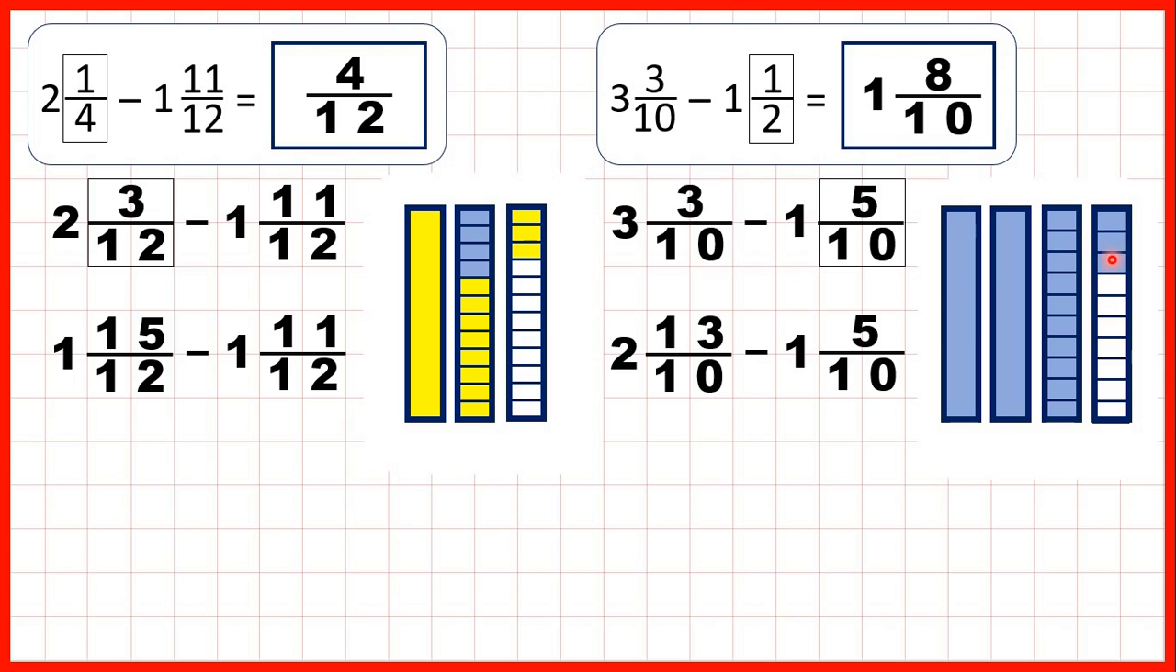So we could take 5/10 away to give us 8/10, and we also needed to subtract 1 whole, and that gave us 1 and 8/10 as our answer.